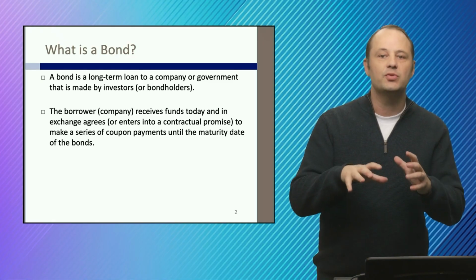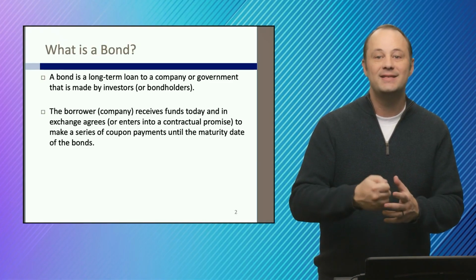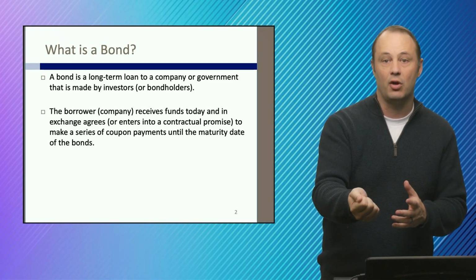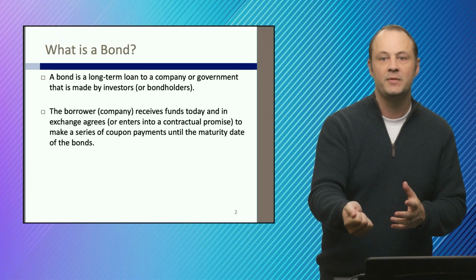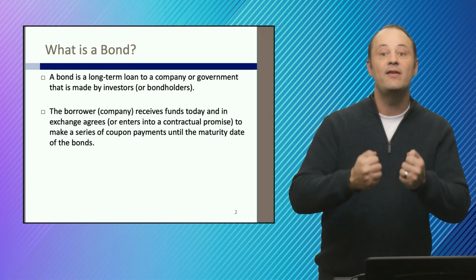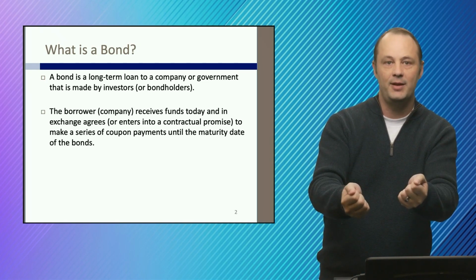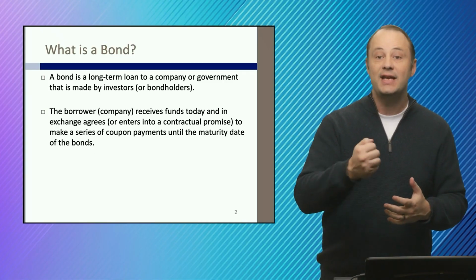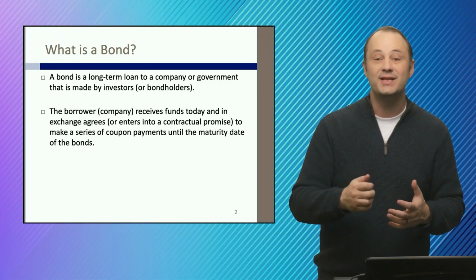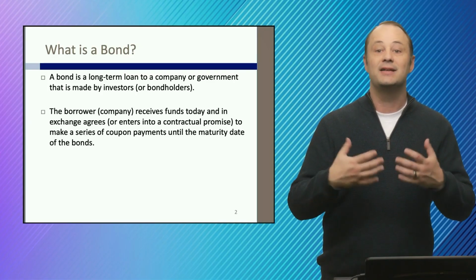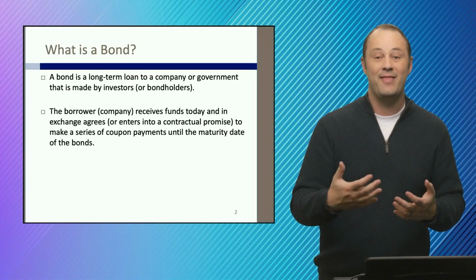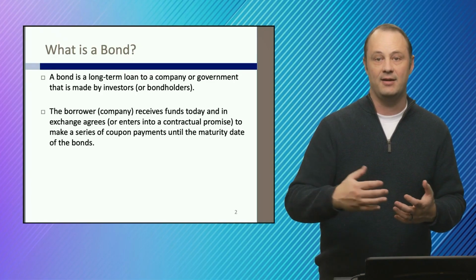When those companies or governments issue bonds, they sell them to the public. Those are called investors or bondholders. Those bondholders give the money to the company or government in exchange for the issuers of the bonds promising to make the bondholders a series of coupon payments and then a face value payment at the end.